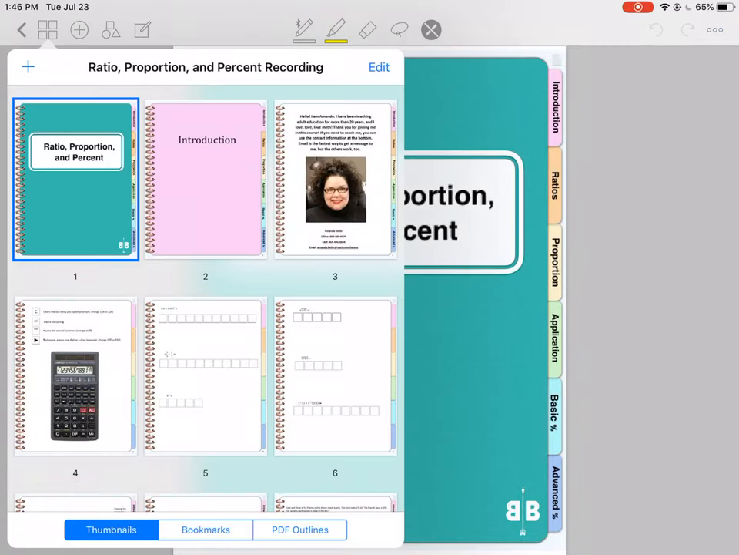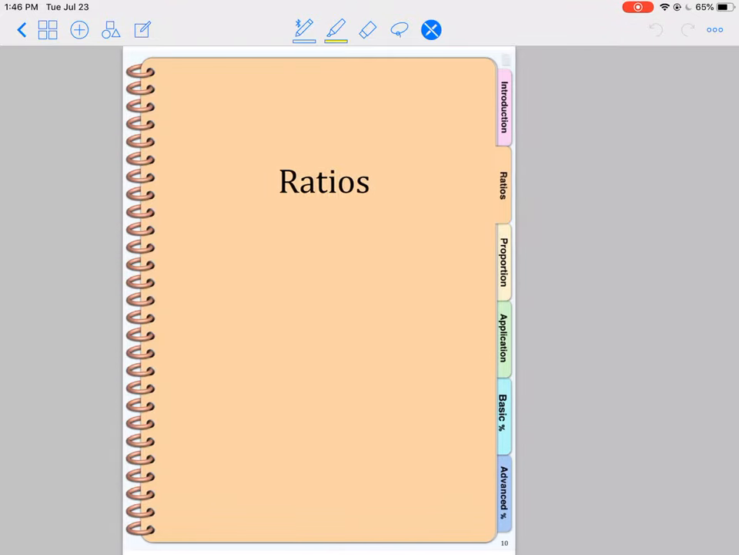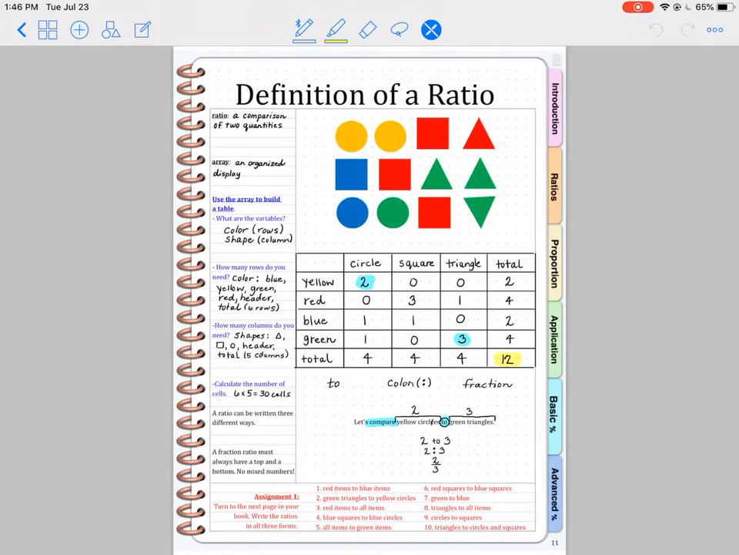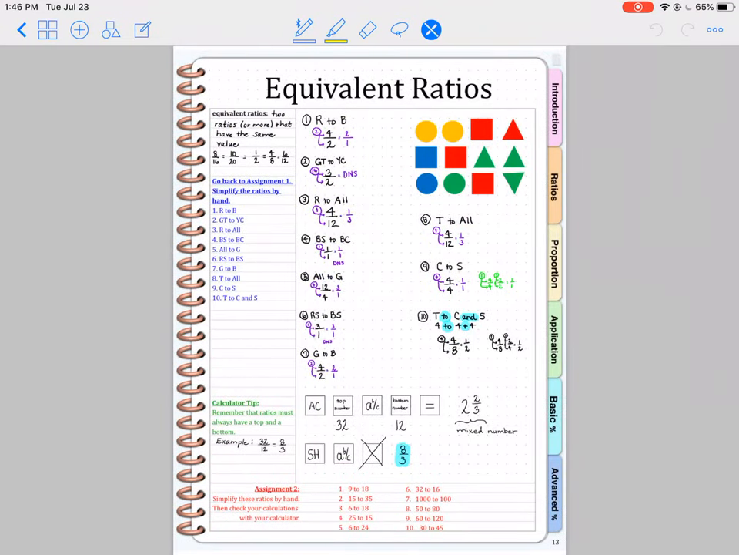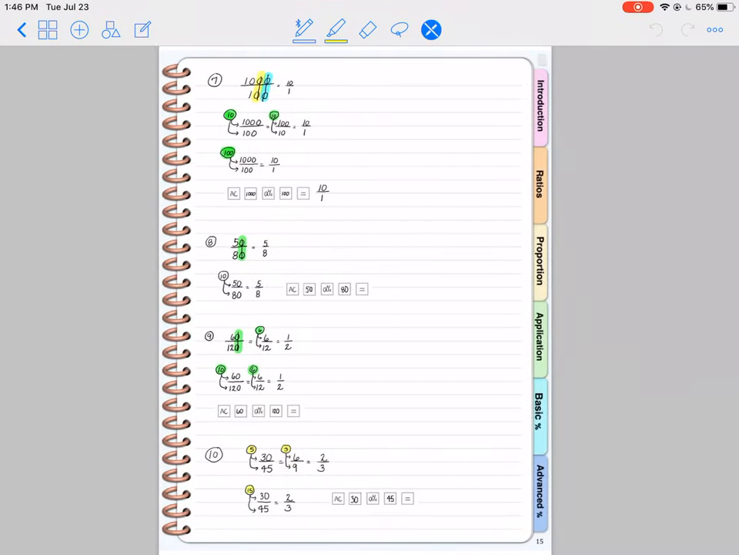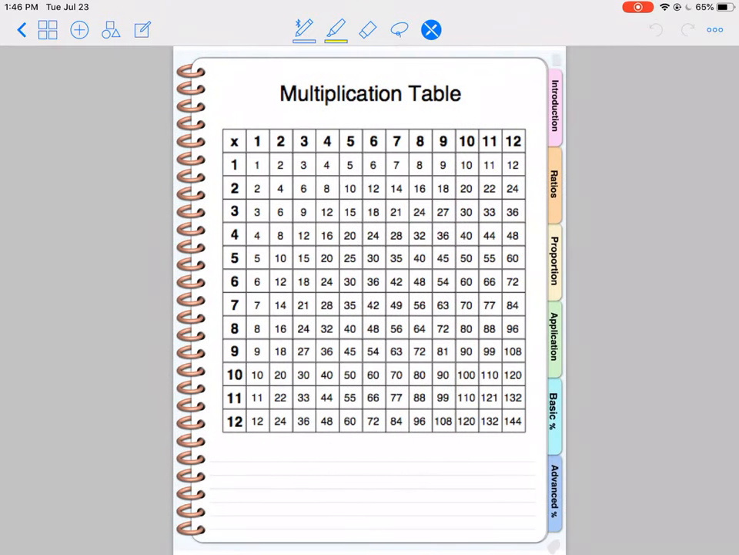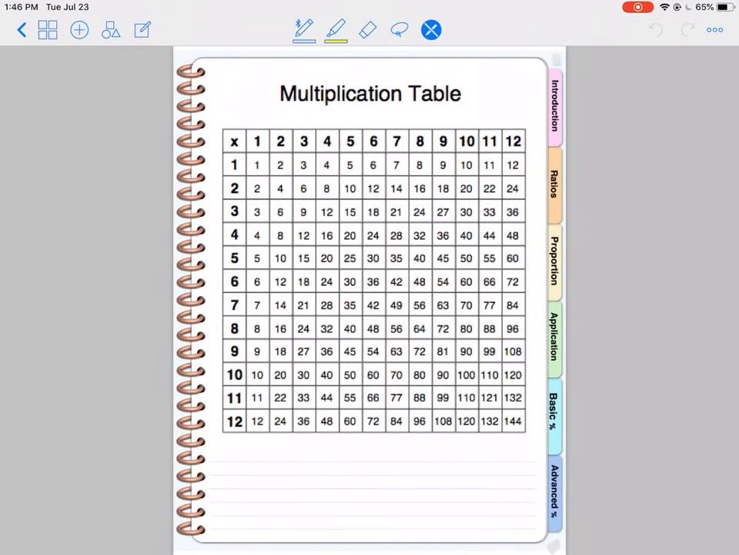I want to go to the ratio section. That's page 10. And then just scroll on over. I have the definition of a ratio. We did assignment 1. We talked about equivalent ratios. We did assignment 2, which was pretty long. And then you have this page that is not numbered. It's after page 15. And it's basically just the multiplication table.